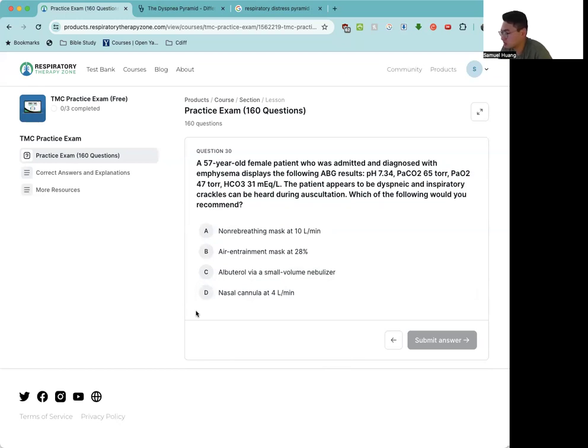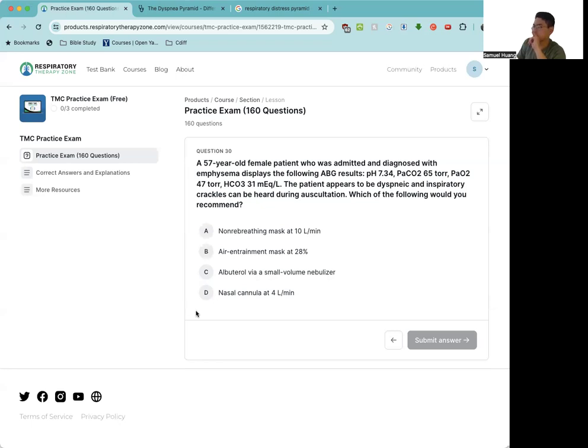Yeah, it looks well compensated. The pH is normal. So maybe COPD retaining, but well compensated, dyspneic, inspiratory crackles. Crackles. They could use some BiPAP. Nasal cannula is not going to cut it.